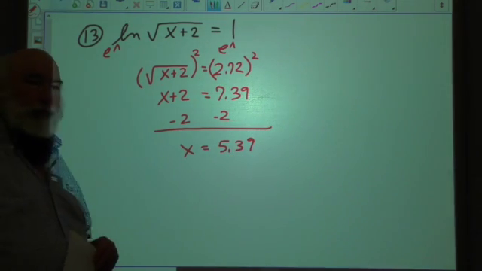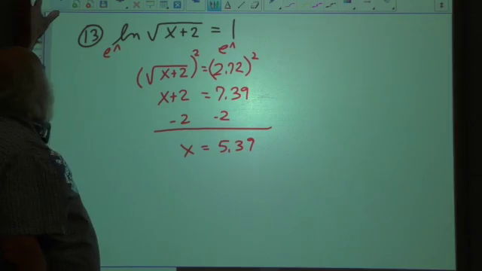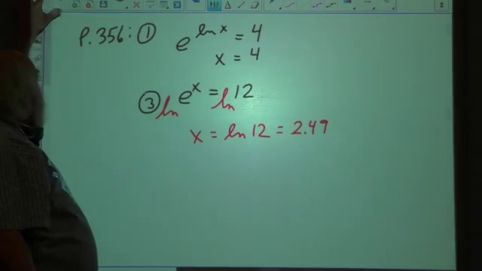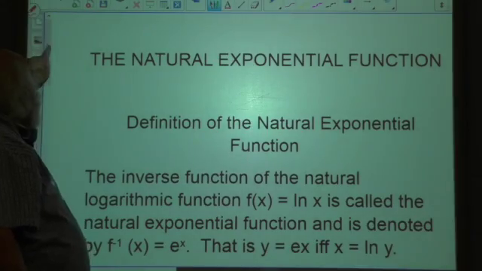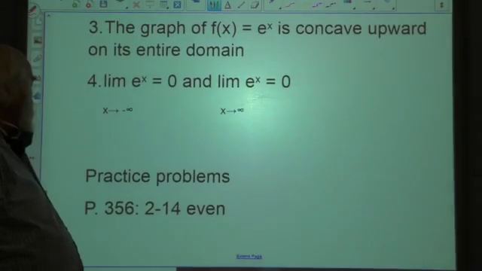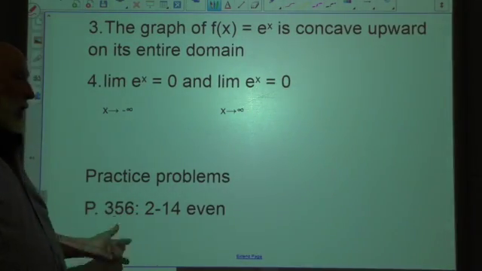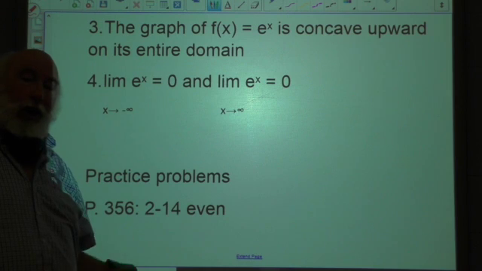There you have it. Your practice problems: through 14 even on page 356. Have fun.